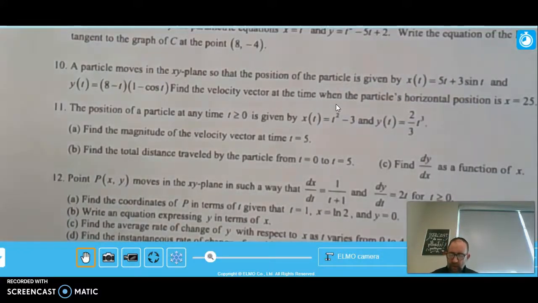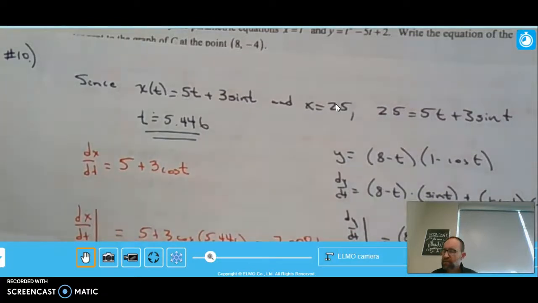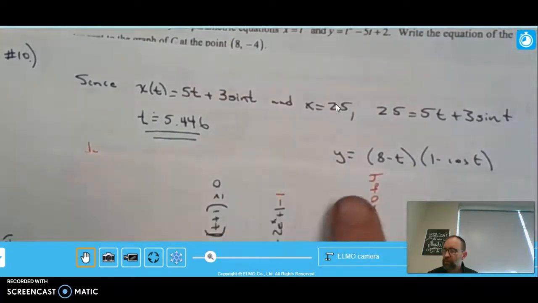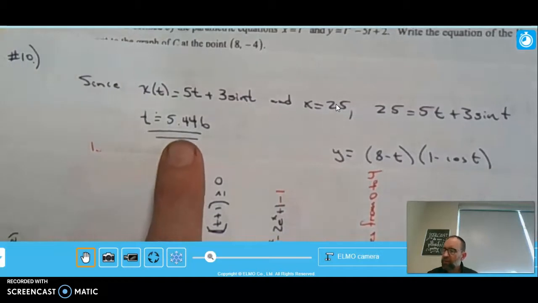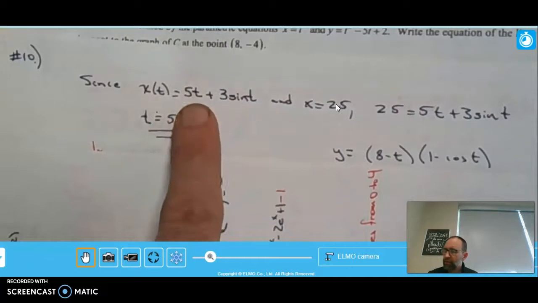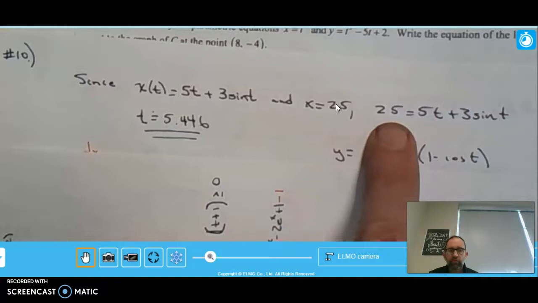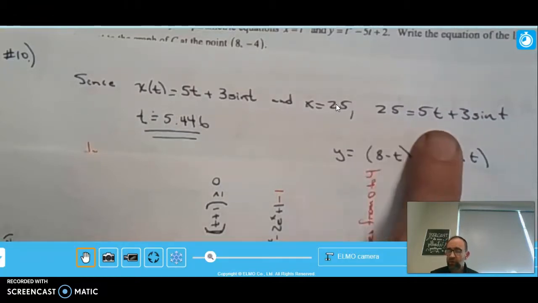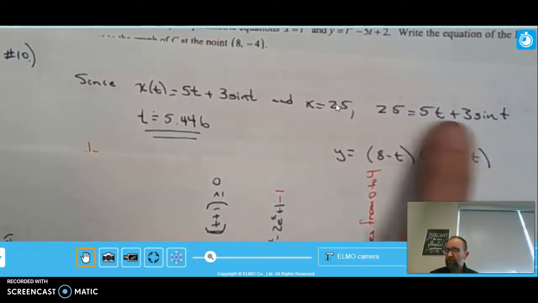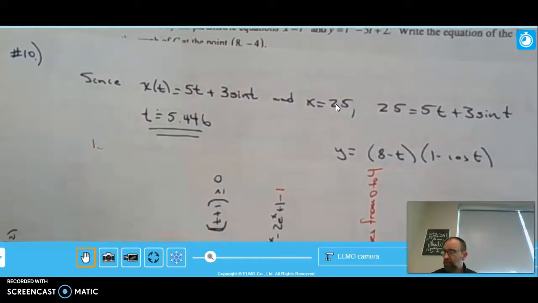And that tells us that when t is equal to 5.446, that is the time when the x-coordinate is 25. And you can draw the graph of this function, making sure you're in radian mode, and draw the graph of y equals 25. So you're going to be back in regular function mode, not parametric. You're just going to graph this in y1, this in y2, and see where they run into each other.